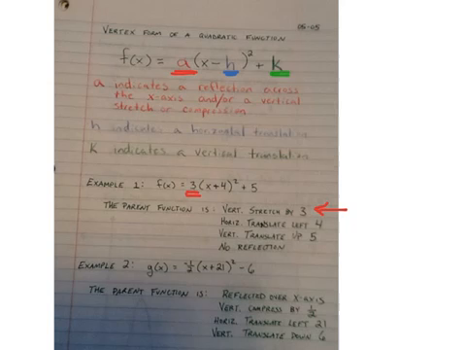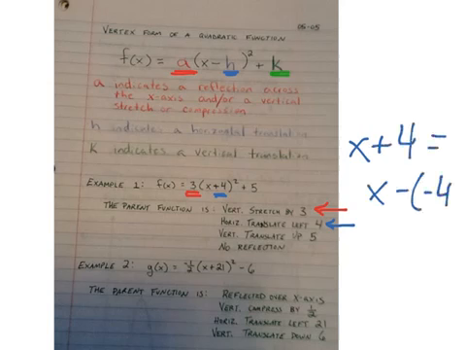The H in this problem is -4, which means we are moving to the left 4 units. I noticed that it says x plus 4, but remember, x plus 4 is equal to x minus -4. That means our h value is -4. Finally, our k value is +5, so that means we're going to move up 5 units.